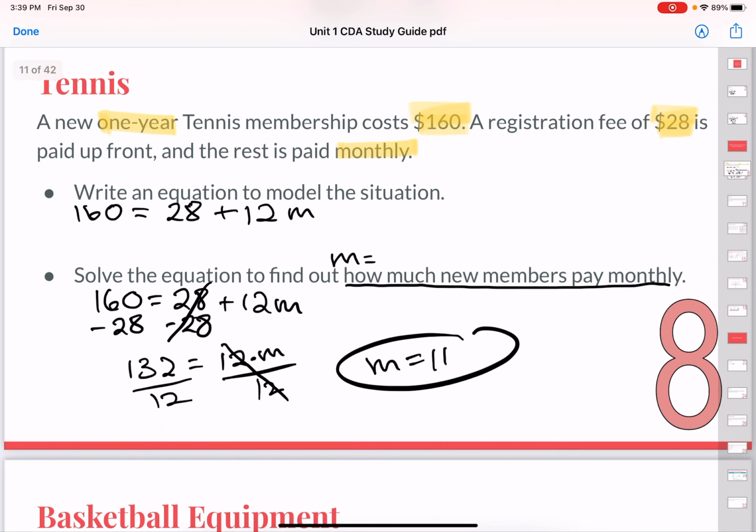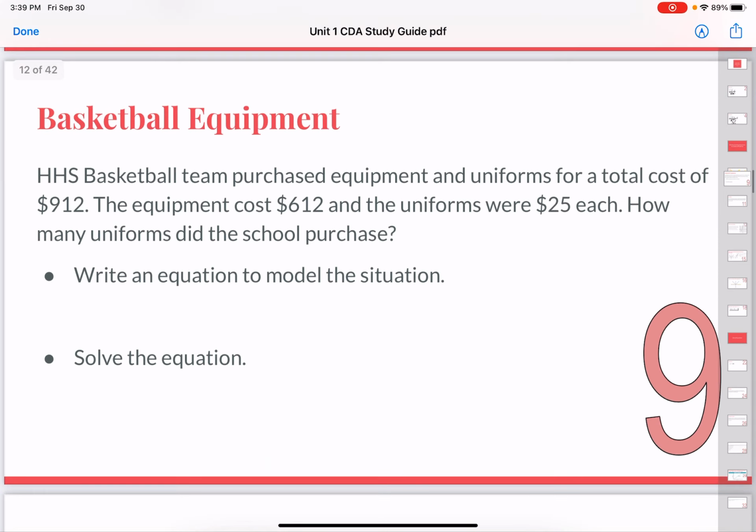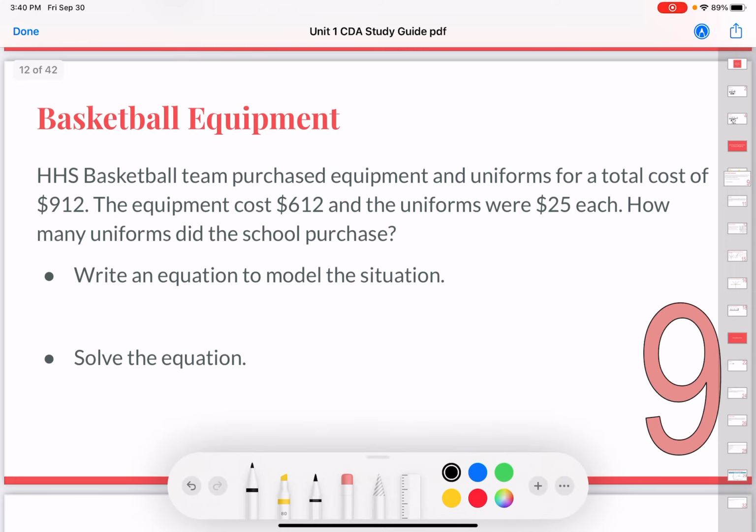Alright. Next, we have HHS basketball team purchased equipment and uniforms for a total cost of $912. The equipment cost $612, and the uniforms were $25 each. How many uniforms did the school purchase? And so I already know what my unknown is because it's asking me a question. How many uniforms purchased? I'm just going to use X for this. So X is how many uniforms were purchased. What's my total cost? $912.